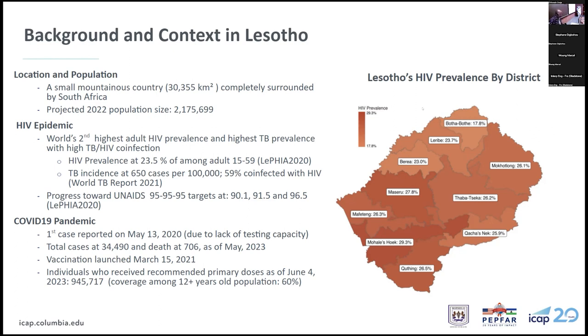So LEPHIA 2020 indicated that Lesotho is amongst the countries that have made good progress towards UNAIDS 95-95-95 targets, with the projected numbers there, 91, 91.5, 96.5.